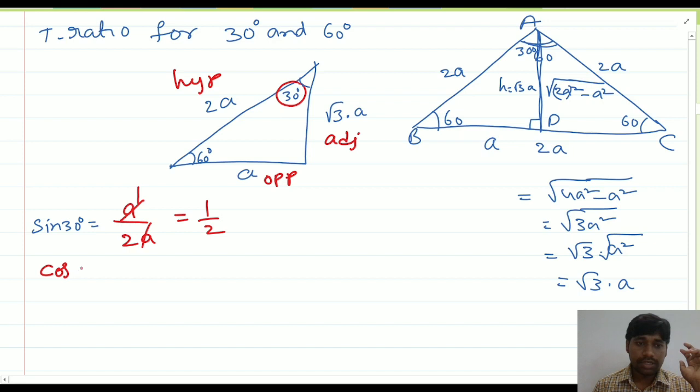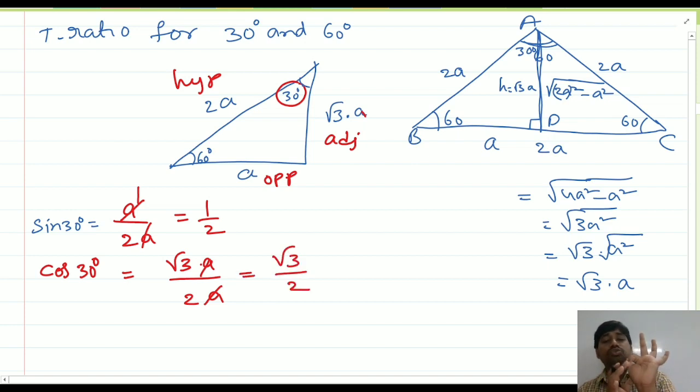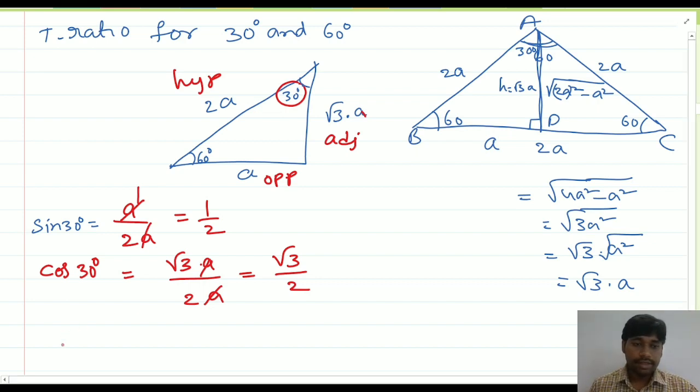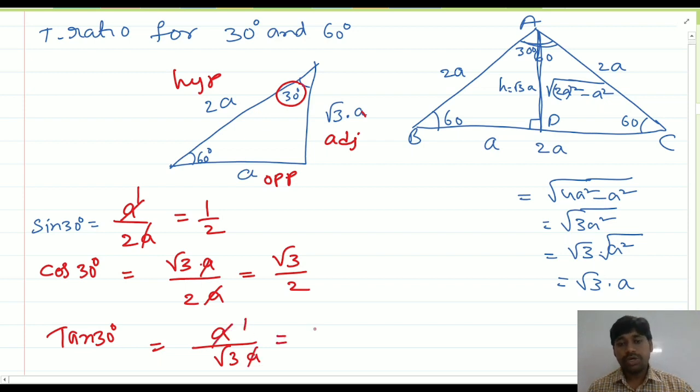Similarly cos 30, adjacent is root 3 into A by 2A. It gets cancelled, root 3 by 2. I have shown the same thing, it is cos 30, from this side root 3 fingers by 2. Next tan 30: opposite A by adjacent root 3 A. A gets cancelled, so 1 by root 3. I told you to remember this to get the remaining values. So 1 by root 3 is tan 30.